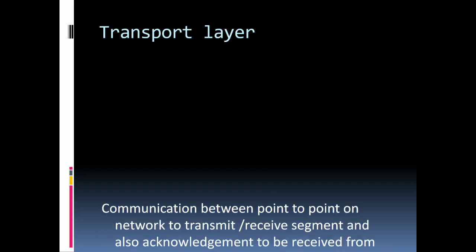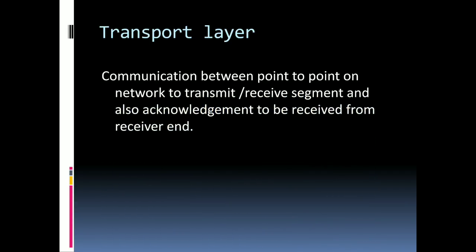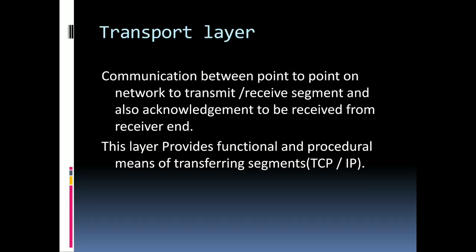Next is the transport layer. Transport is nothing but the communication from point to point, one network to another network. This layer provides functional and procedural means. Once the data has been collected, it will be sent from one network to another network.